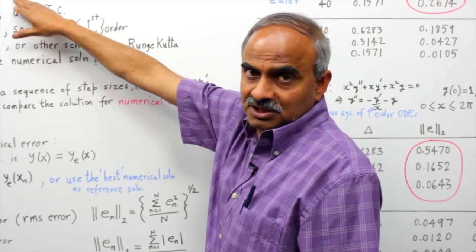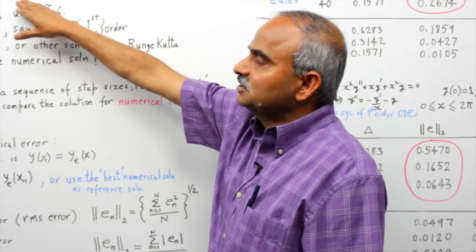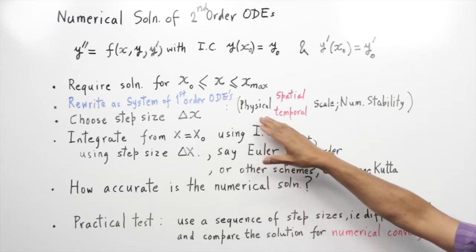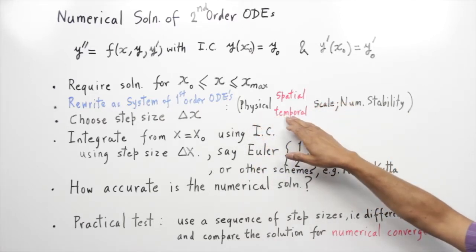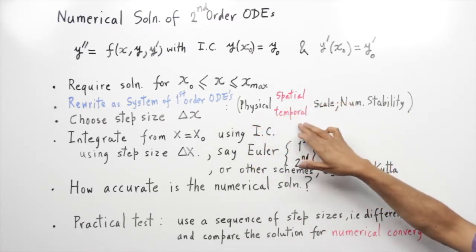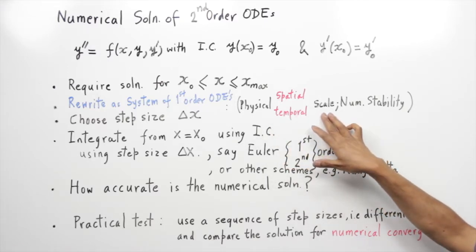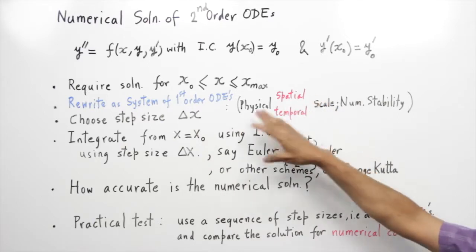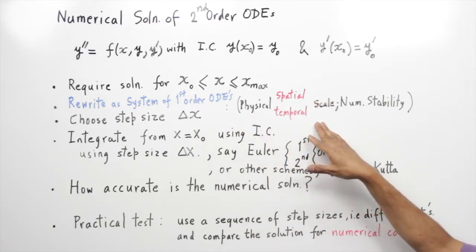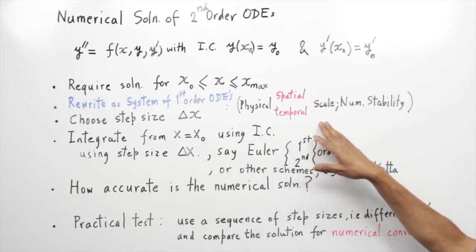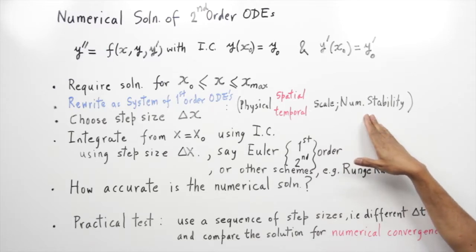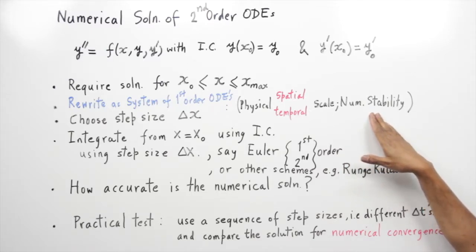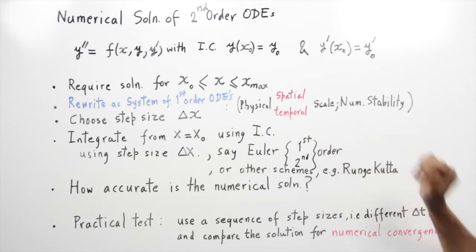So we choose a step size delta x, and in choosing the step size, it's always good to think about the physical problem. What are the spatial or temporal variations? On what scales do they occur? And we want to choose delta x so that we respect this variation that we are anticipating in the solution. And we also need to pay attention to the numerical stability of this integration that we're going to carry out.